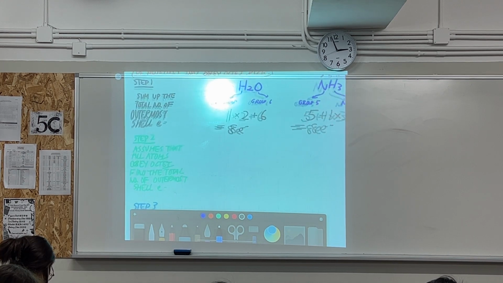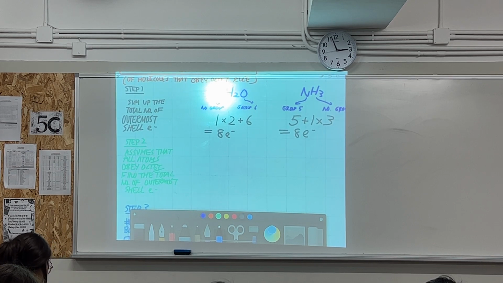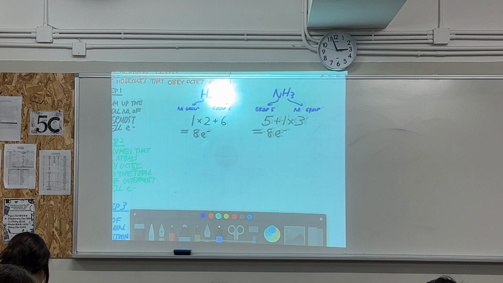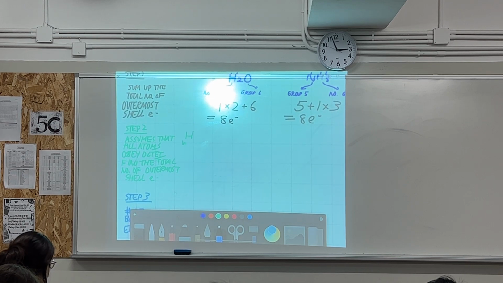Next up, we need to assume that all atoms obey the octet rule. Okay? And for this step, you need to remember that hydrogen wants 2. So hydrogen wants 2, and all other atoms want 8. So remember these 2 things.